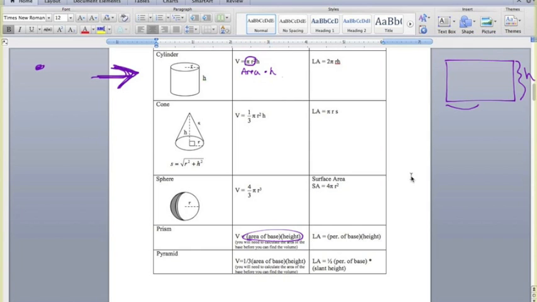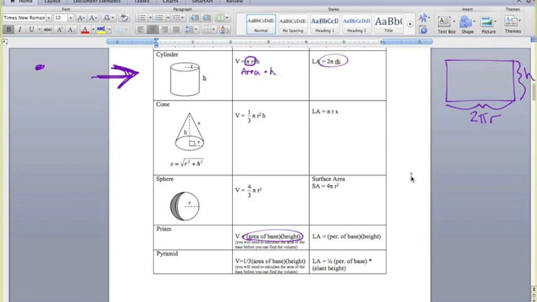Then this other part, the base, or the length, or whatever we want to call that, along the long side of our rectangle, when I roll it up to be a cylinder, what is that? The circumference of the circle. That's what's forming our circle. And in the last chapter, we learned that the formula for circumference is 2 pi r. And so then lateral area is 2 pi r, the circumference, times h, the height.